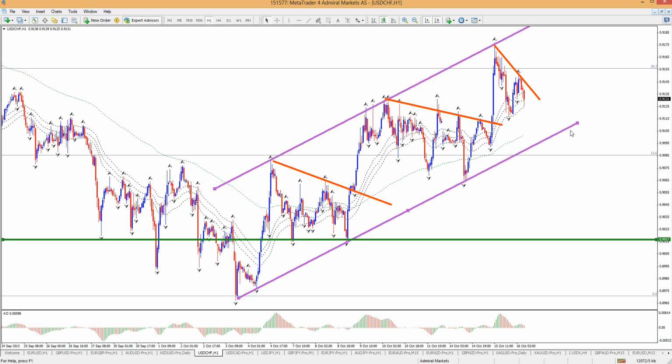Yeah, definitely Modros. Very nice up move indeed. Absolutely. What else do we have left? The euro yen.